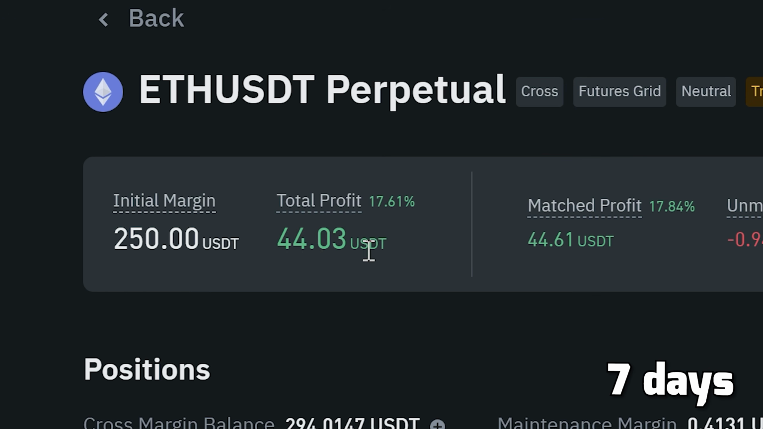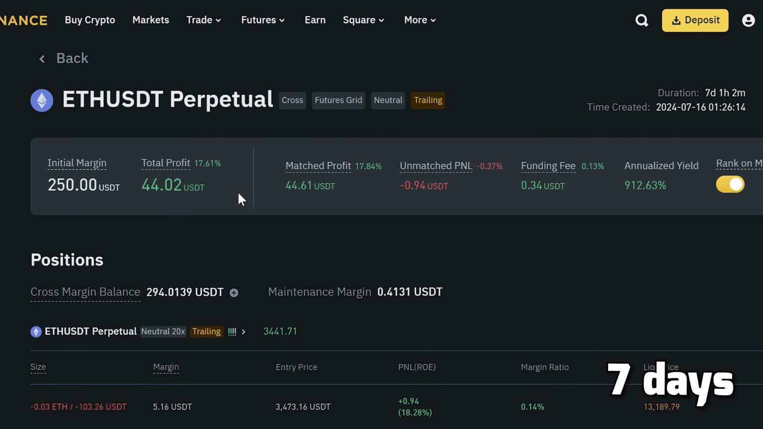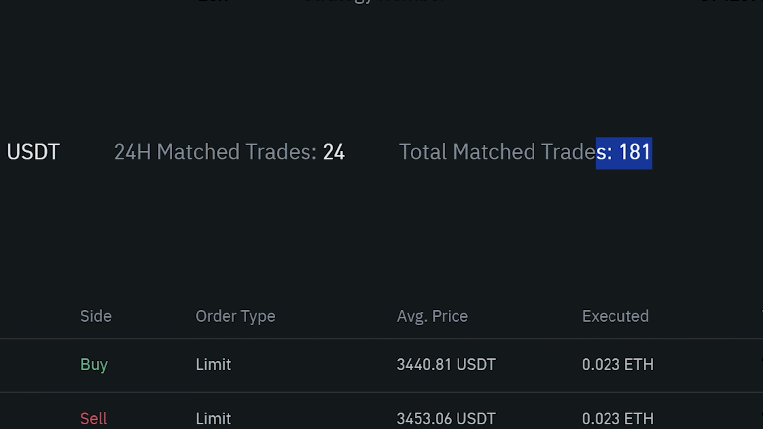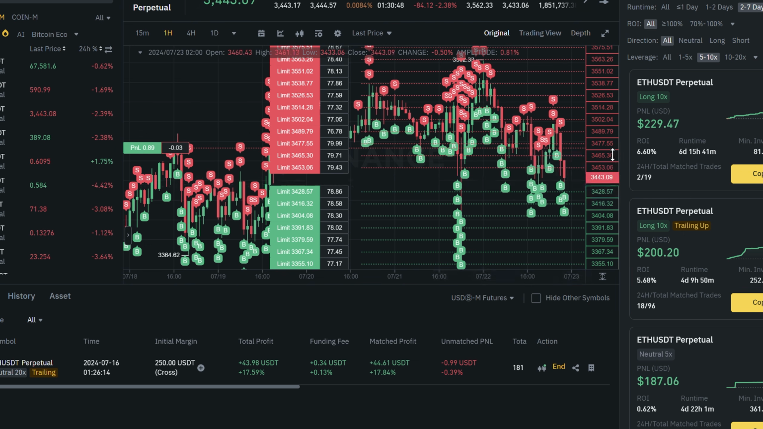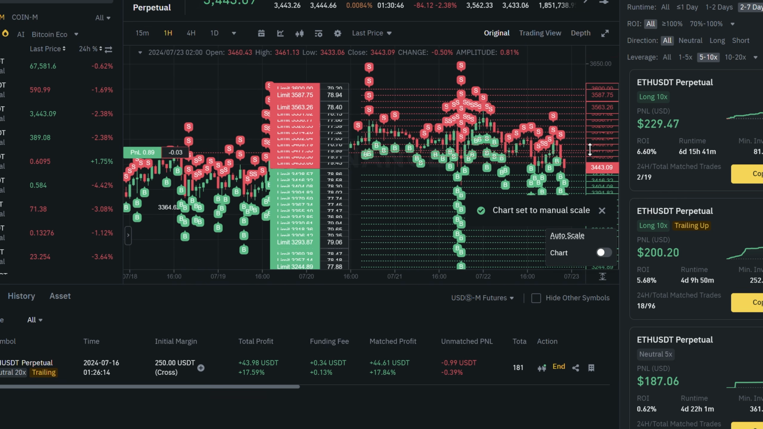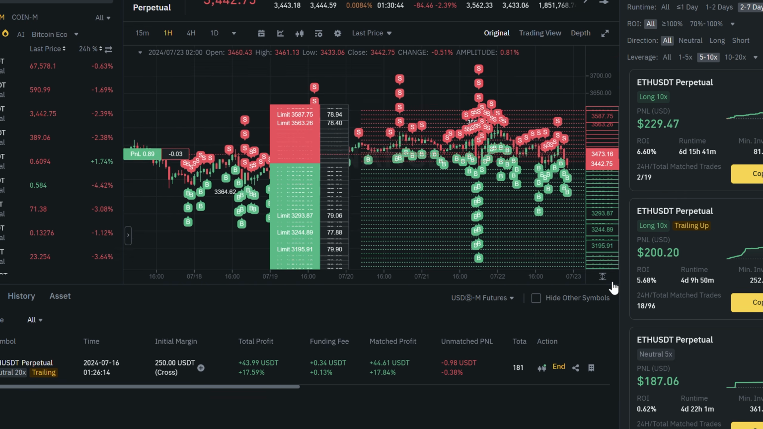The current profit is $44, so it's 17% for the last week. There were 180 trades, and the current price is still in the needed range. You can also see the orders on the chart. 44 bucks isn't that huge a result, but anyway it's good. At least I didn't lose anything.